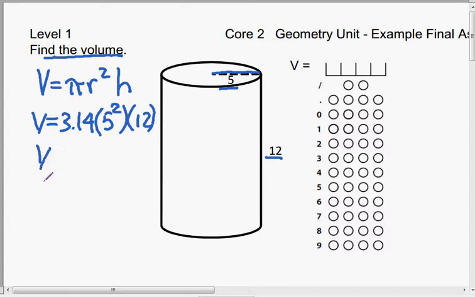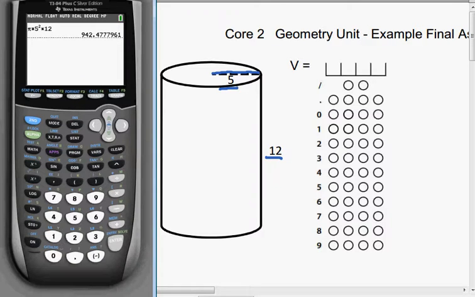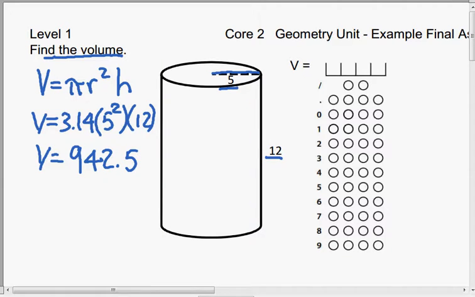So V equals 942.5. There's actually 0.47. Let me double check. 0.47. So if I round it to the nearest whole number, which I need to do, it's actually going to be 942.4. I'm sorry, 942.